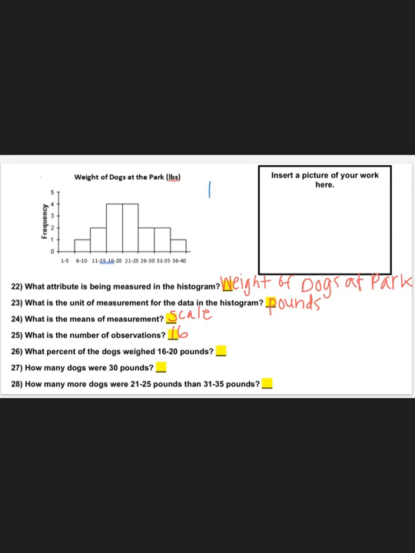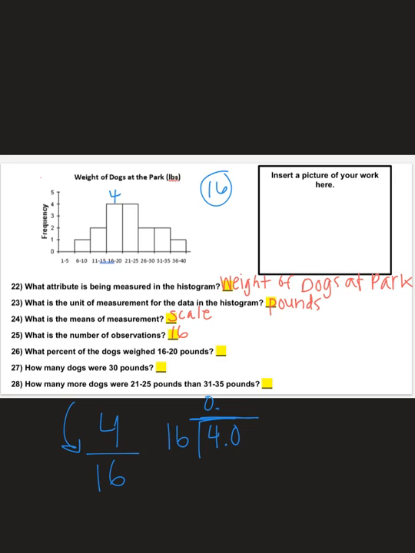So if there's 16 total observations, number 26 says what percent of dogs weighed 16 to 20 pounds? So 16 to 20 was 4 out of your total 16. So there's your fraction. And remember, to turn it into a percent, we're going to treat that fraction bar as a division sign. So 4 divided by 16 for inside your doghouse. Now it's just dividing. 16 can't go into 4. Add a decimal, add a 0.